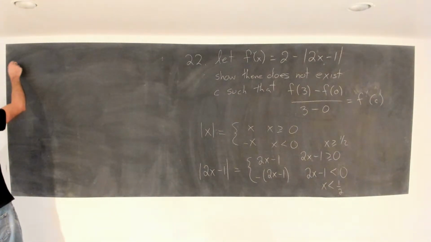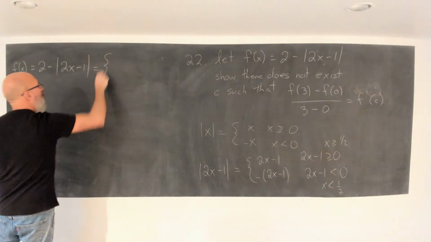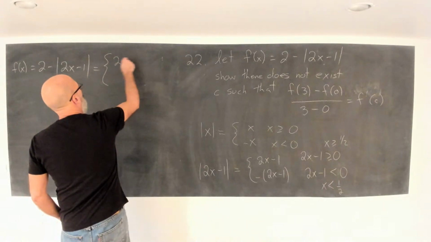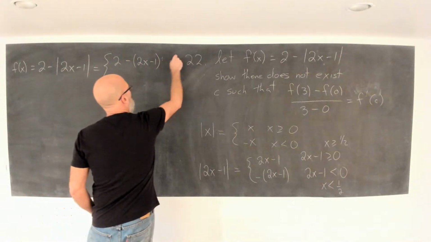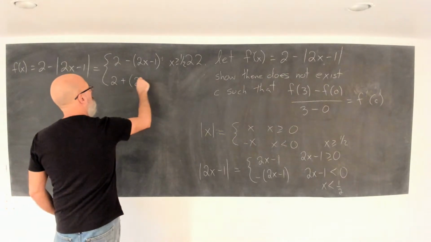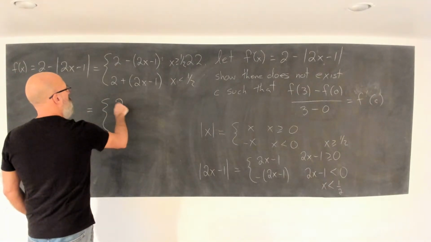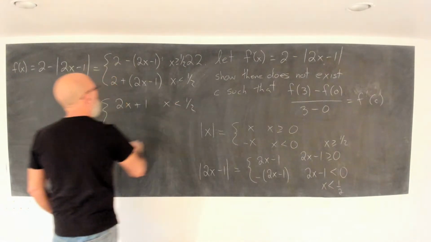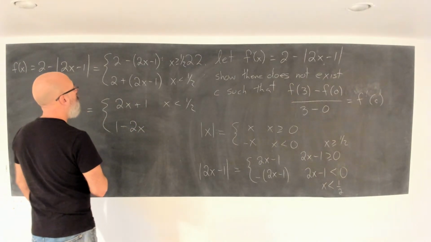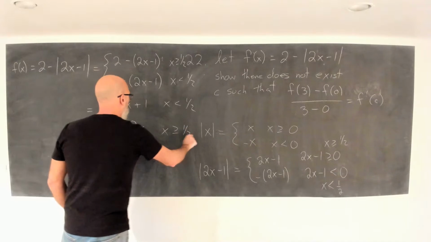So your function, which is 2 minus absolute value of 2x minus 1, what is that going to be? It's going to be 2 minus (2x minus 1) for x bigger than 1/2. And it's going to be 2 minus negative, or 2 plus, for x less than 1/2. Or in other words, let's rewrite this as 2x plus 1 for x less than 1/2, and 3 minus 2x for x bigger than or equal to 1/2.